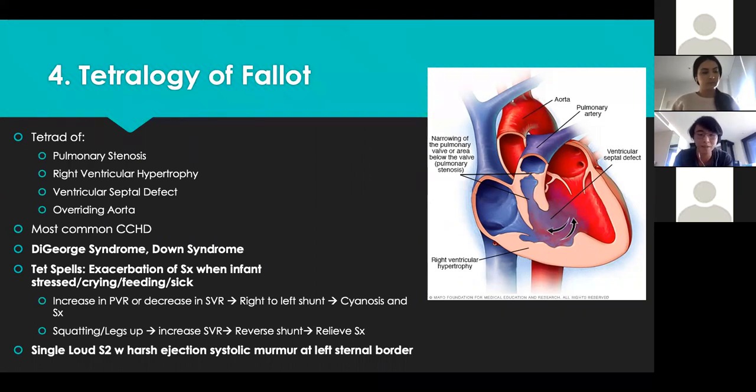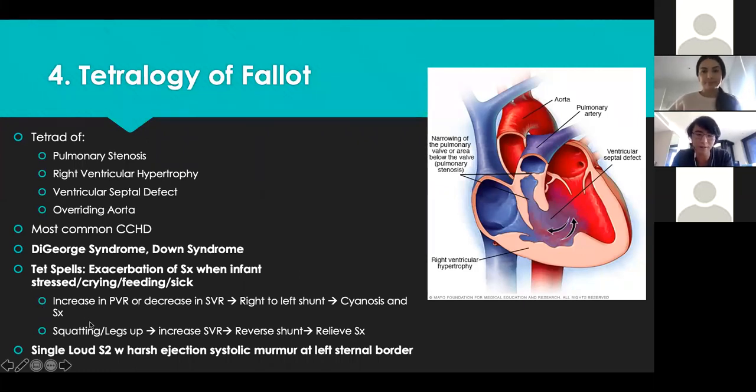The way we treat this is by, if they're little, you can bring their legs up, or if they're an adolescent, we can get them to squat. And what this does is it kinks some of your peripheral veins, I think particularly in your lower legs, and this increases your systemic vascular resistance. And this then increases the left-sided pressures, reverses the shunt, and then relieves the symptoms. So some kids might end up doing this naturally because they find that they can breathe better because of it.